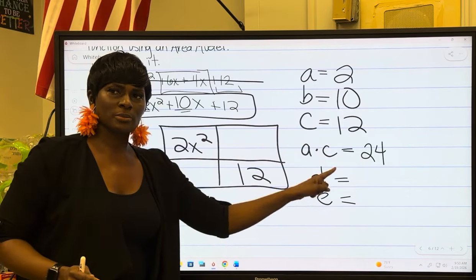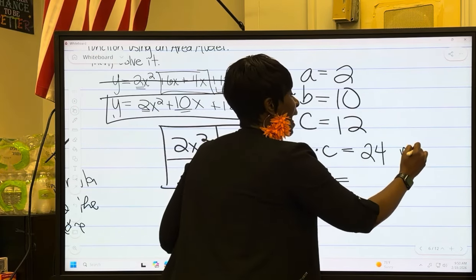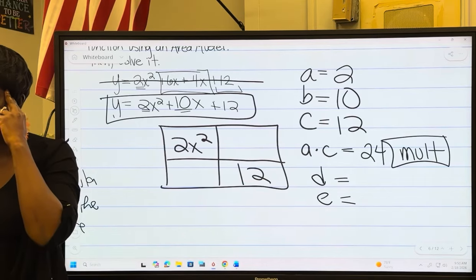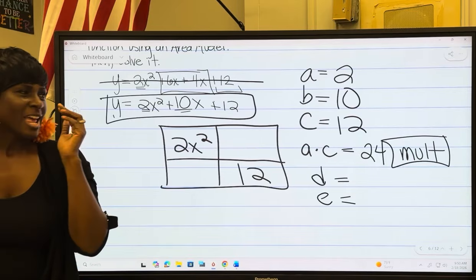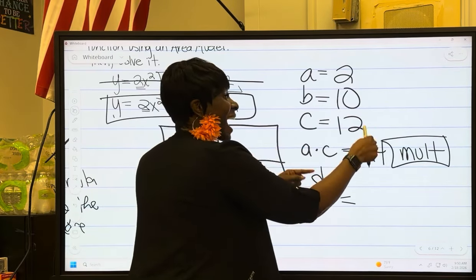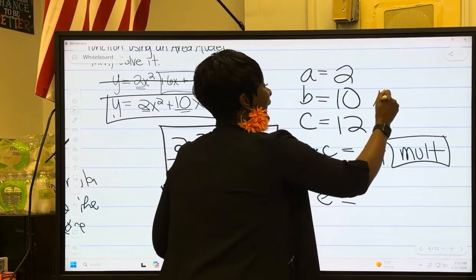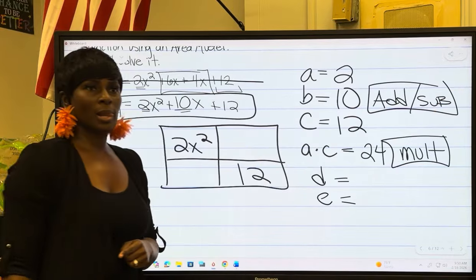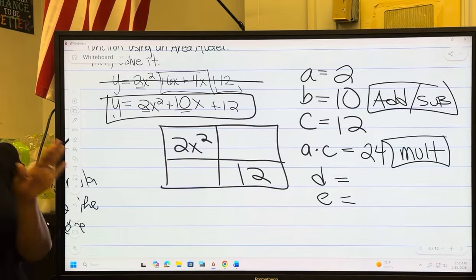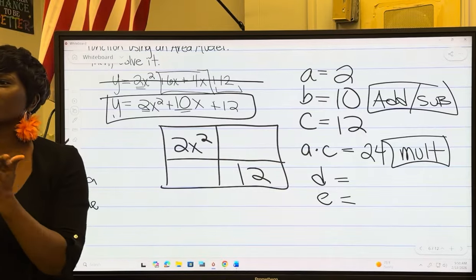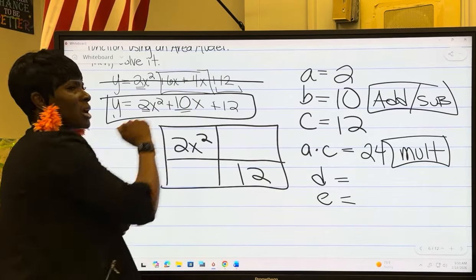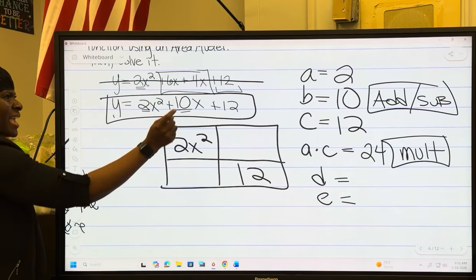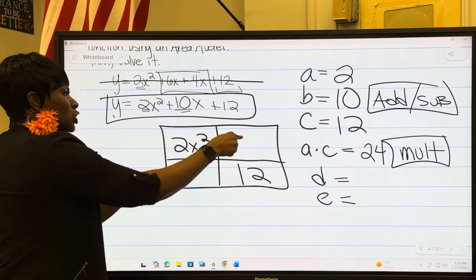I need two numbers that are going to multiply to give me A times C. Y'all with me? Then what do I need? I need those same two numbers to add or subtract to give me the B. Are y'all following me? I'm going to go back again. What am I looking for? Miss Stampley, they didn't give me the four terms. They only gave me 3 terms. I know to put my A here and my C here, but I don't know what these two should be.